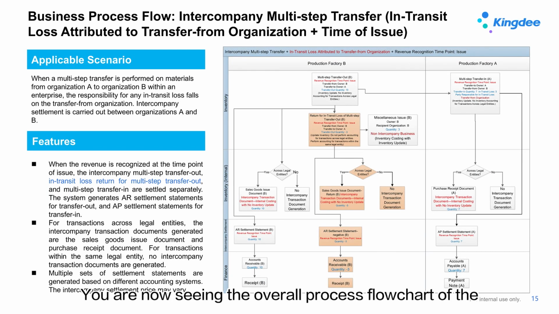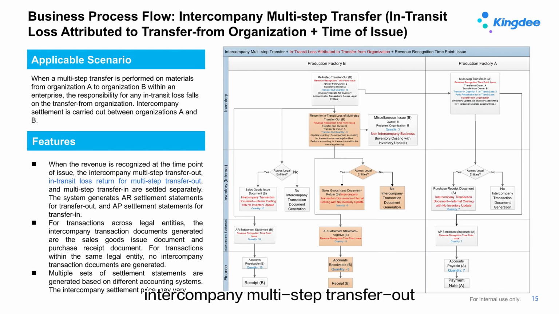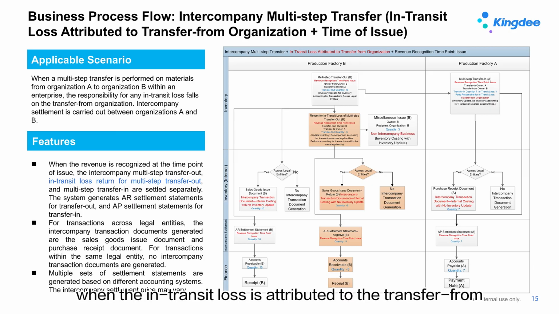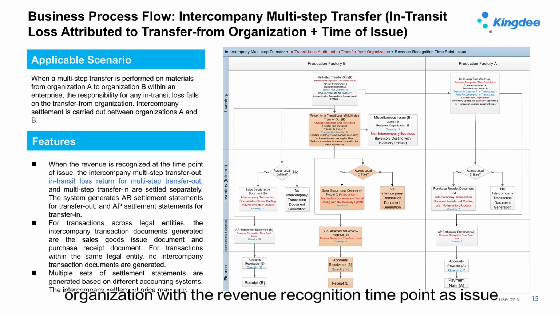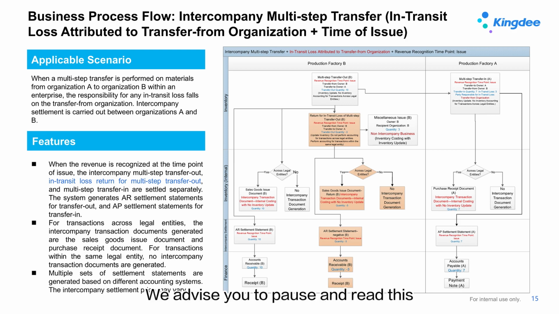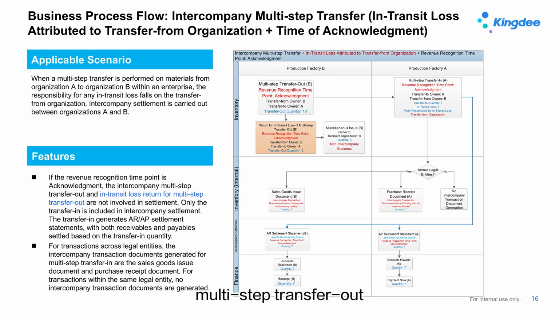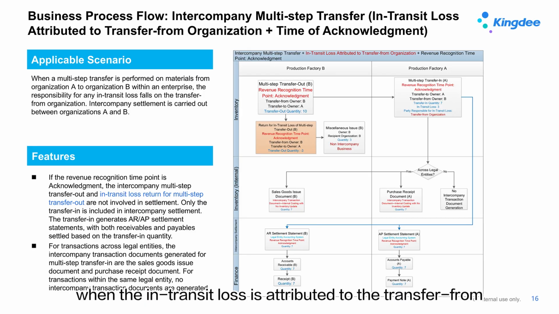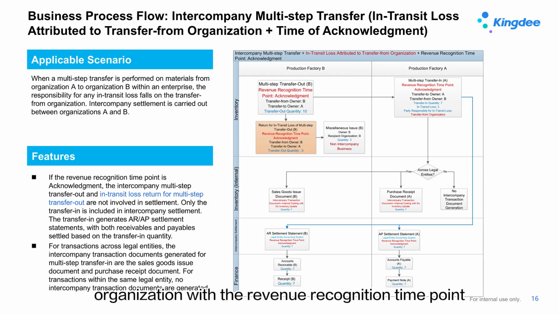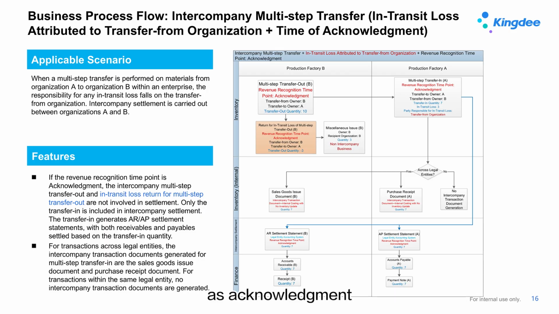You are now seeing the overall process flowchart of the intercompany multi-step transfer out when the in-transit loss is attributed to the transfer from organization with the revenue recognition time point as issue. We advise you to pause and read this. Now is the overall process flowchart of the intercompany multi-step transfer out when the in-transit loss is attributed to the transfer from organization with a revenue recognition time point as acknowledgement.